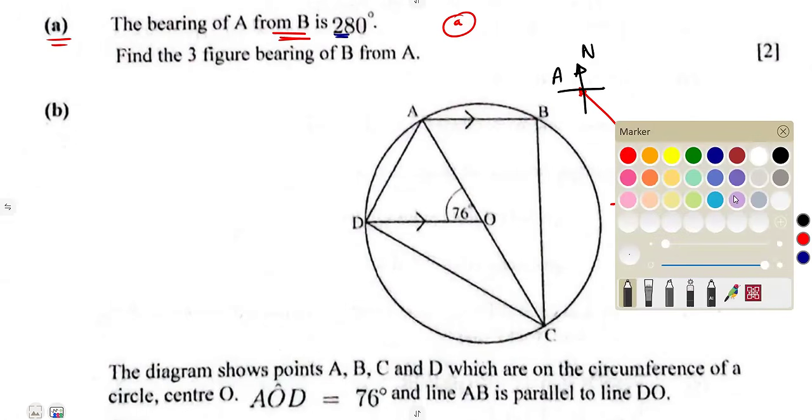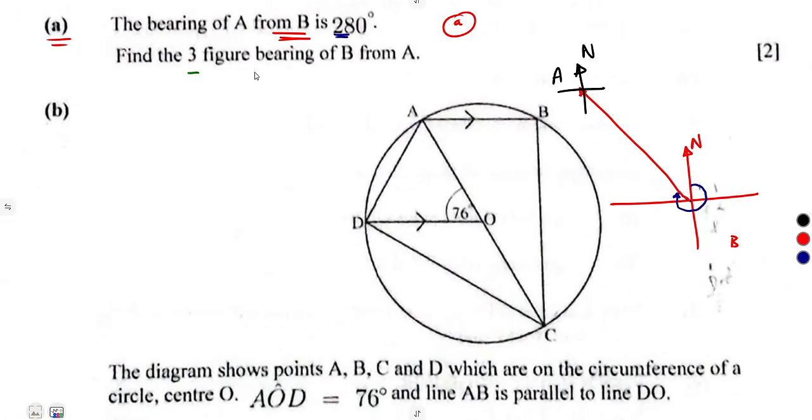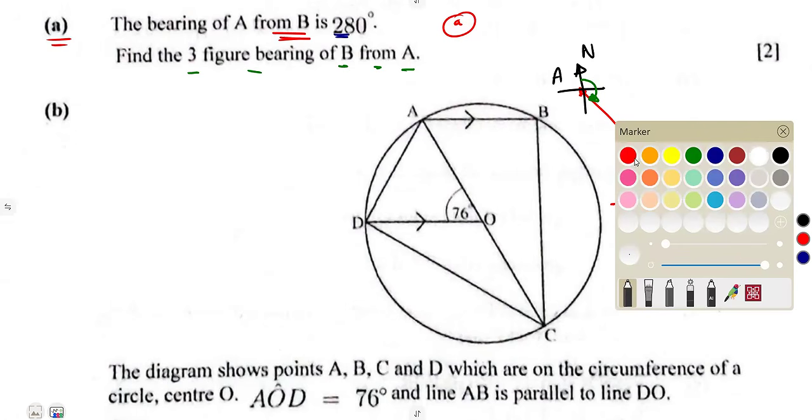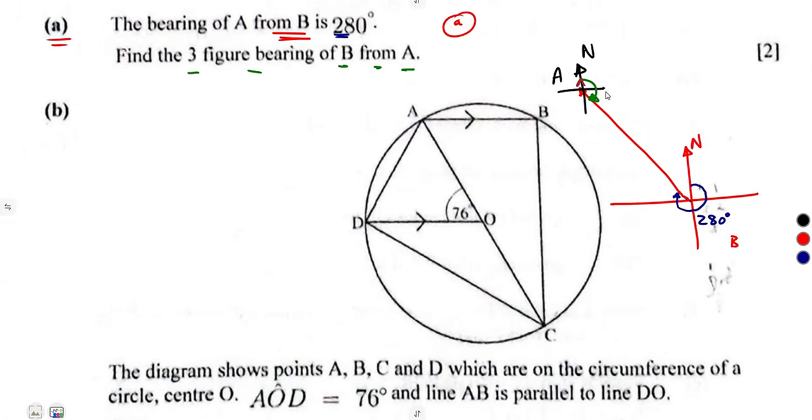So the question here is to find the 3-figure bearing of B from A. That is from A, the north, in a clockwise direction. This is the angle that you need to determine. All right, so remember this was 280 degrees. How can we determine this angle? This is the one that we need. We can use the concept of parallel lines, as these two lines are parallel to each other.